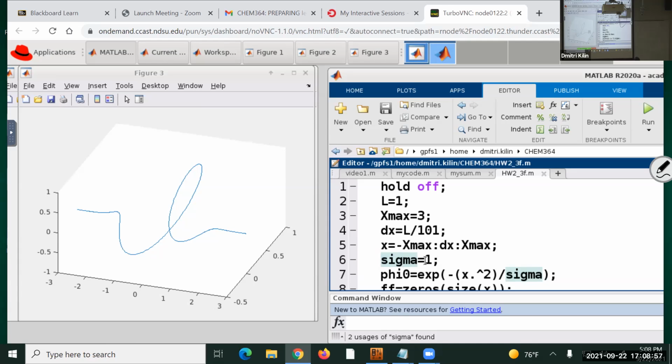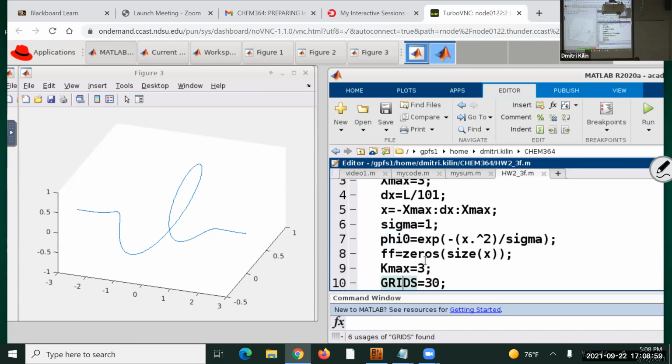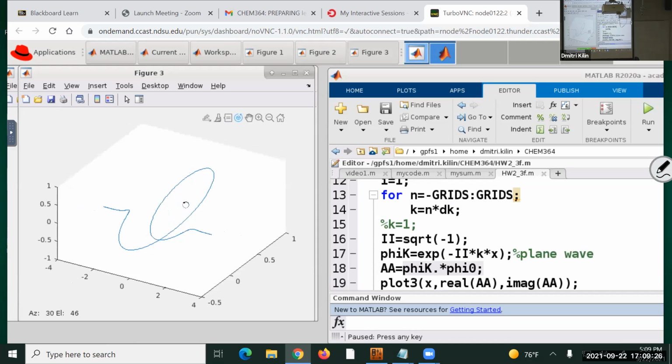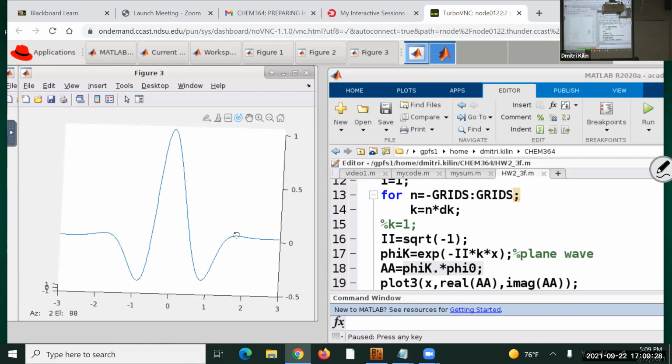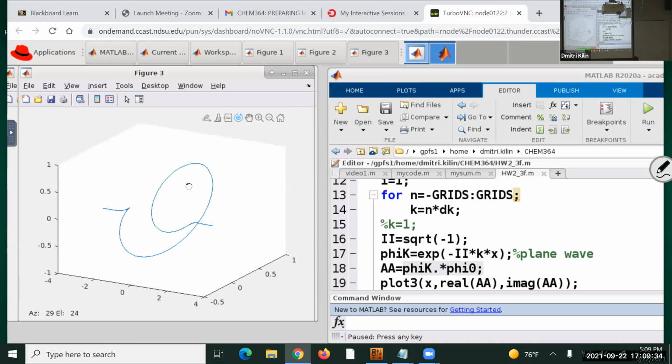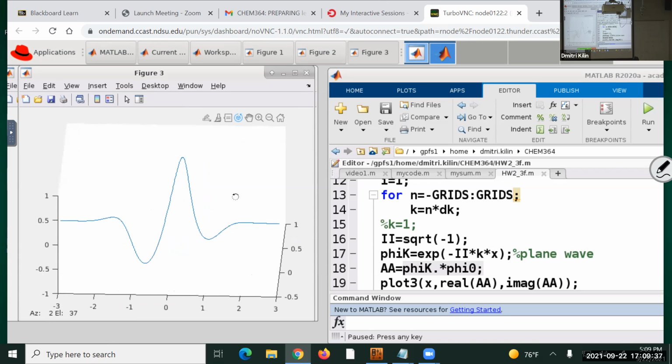there are two things defined here. One is the phi naught, which is a bell shape. You recognize it, exponential of x minus something squared, right? And another thing is phi k, which looks like a plane wave, right? So if we multiply them, then this three-dimensional thing is multiplication of plane wave by the bell shape. Make sense?